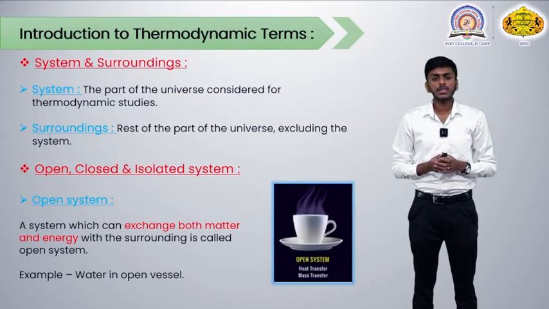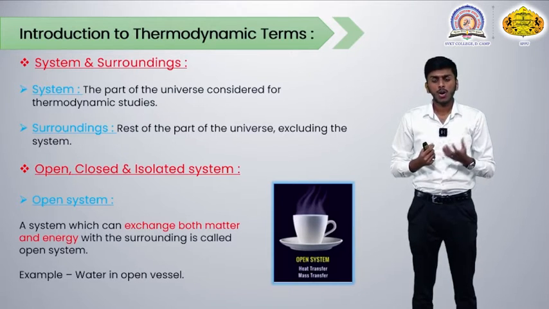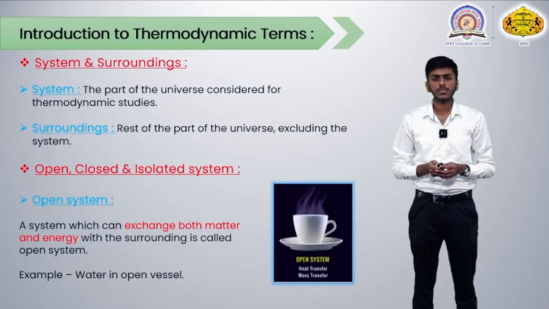Now, second is open, closed and isolated system. Open system: a system which can exchange both matter and energy with the surroundings is known as an open system. The example in this category is hot tea in a cup and saucer. Here both matter as well as energy are exchanged with the surroundings.